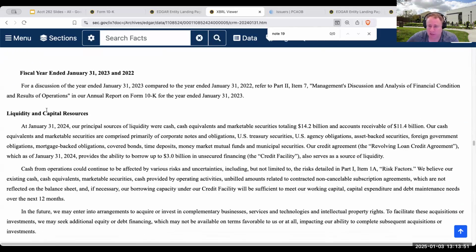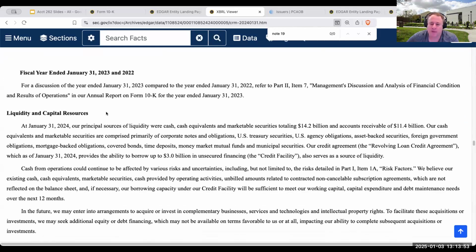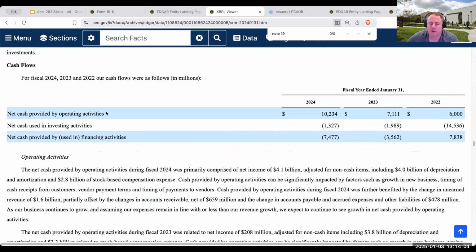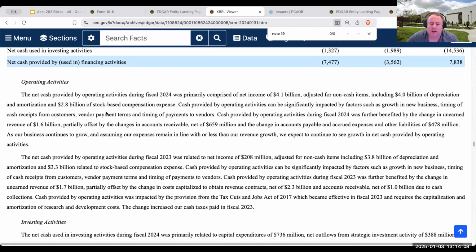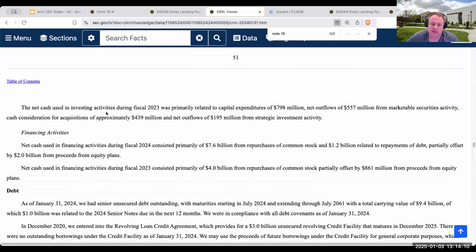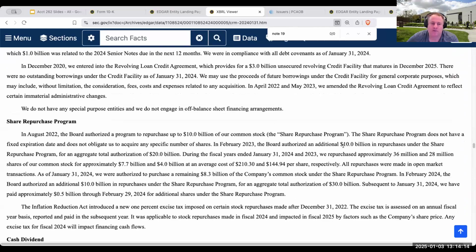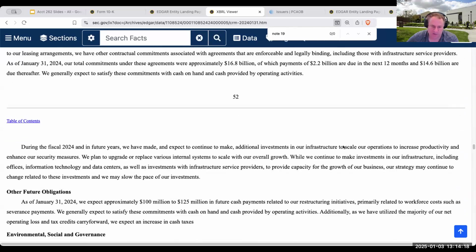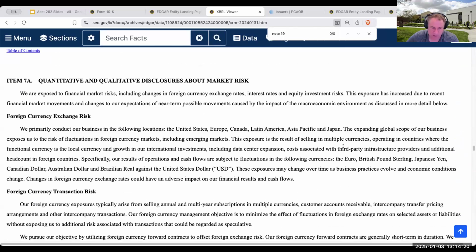One of the other parts over here is a discussion of liquidity and capital resources. This is extremely important because will management have enough cash to last into the foreseeable future? If a company doesn't, they have to worry about what we call a going concern opinion. Looking at this over here: investing and financing, repaying debt, share repurchase program, cash dividends, contractual obligations.